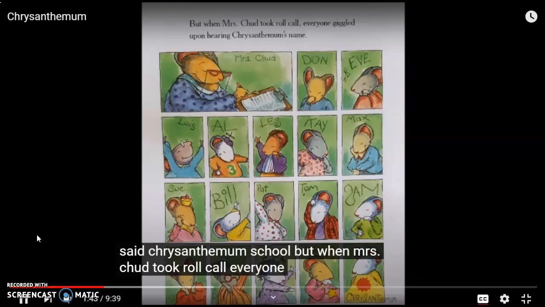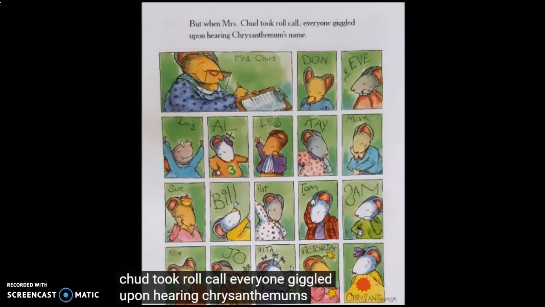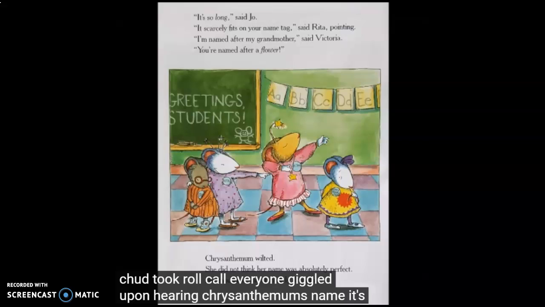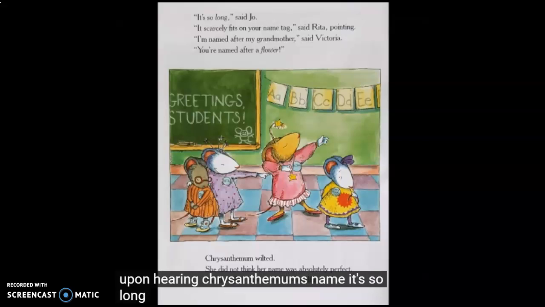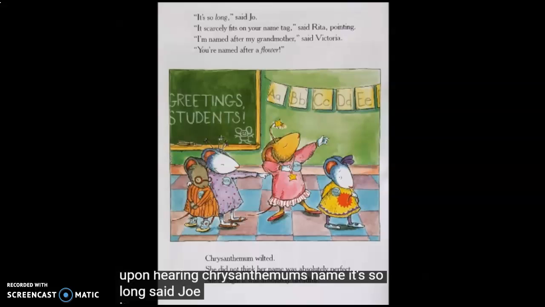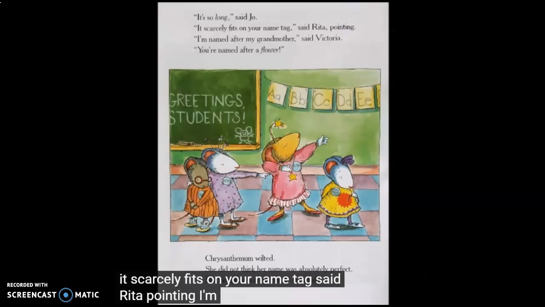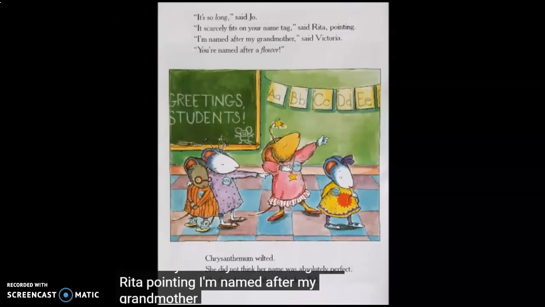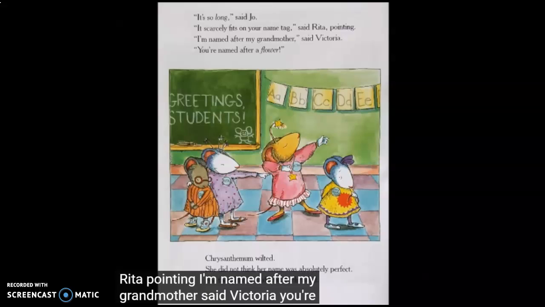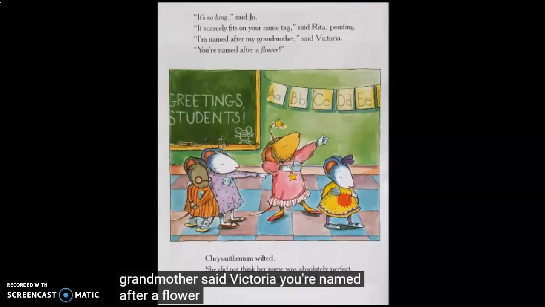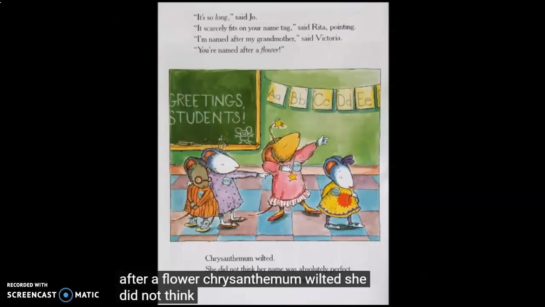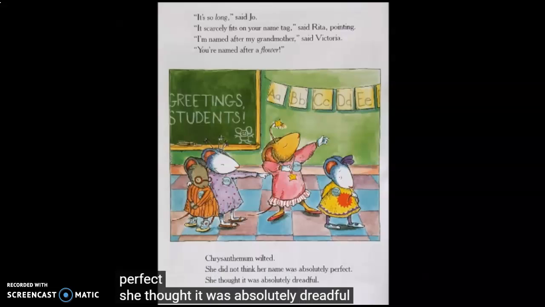Mrs. Chud took roll call. Everyone giggled upon hearing Chrysanthemum's name. "It's so long," said Joe. "It scarcely fits on your name tag," said Rita, pointing. "I'm named after my grandmother," said Victoria. "You're named after a flower." Chrysanthemum wilted. She did not think her name was absolutely perfect. She thought it was absolutely dreadful.